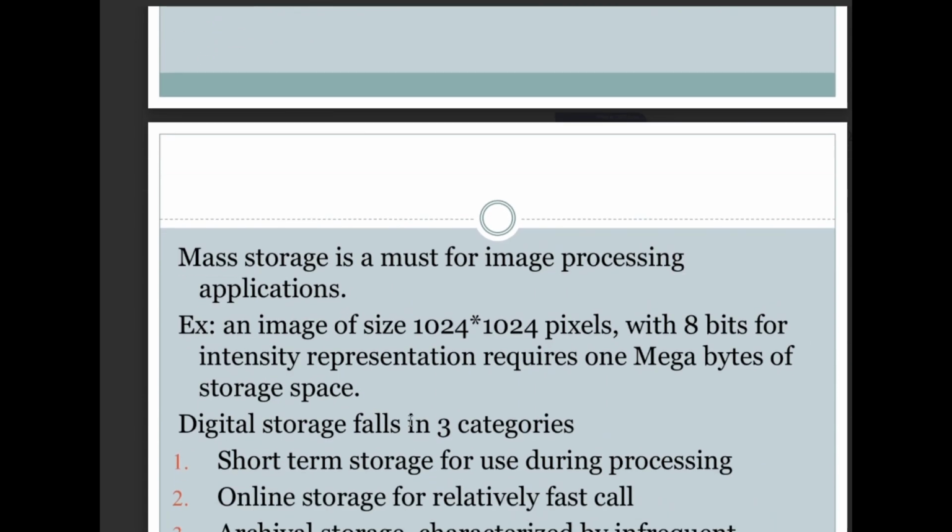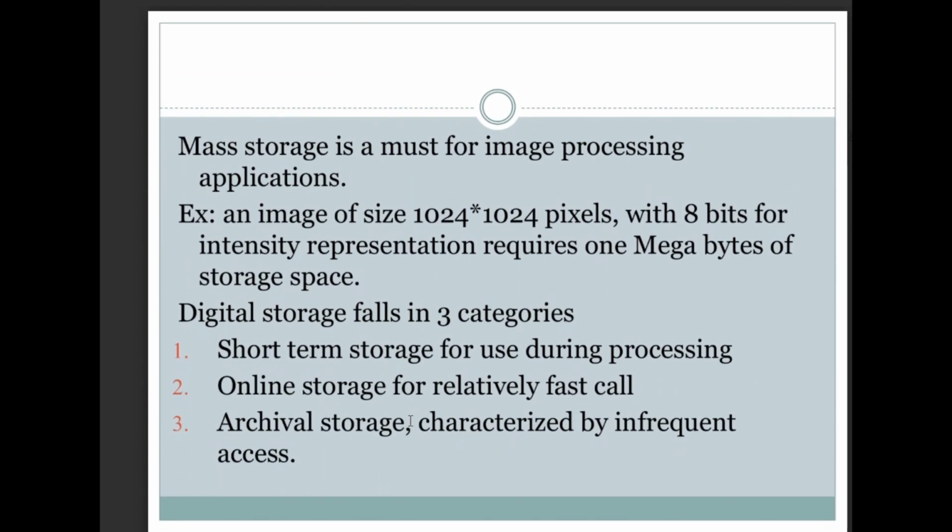And the next one is mass storage. Mass storage is a must for image processing applications, and an image of size 1024 by 1024 pixels with 8 bits for intensity representation requires 1 megabyte of storage. Storage is further classified into 3 categories, that is short-term storage, online storage and archival storage.